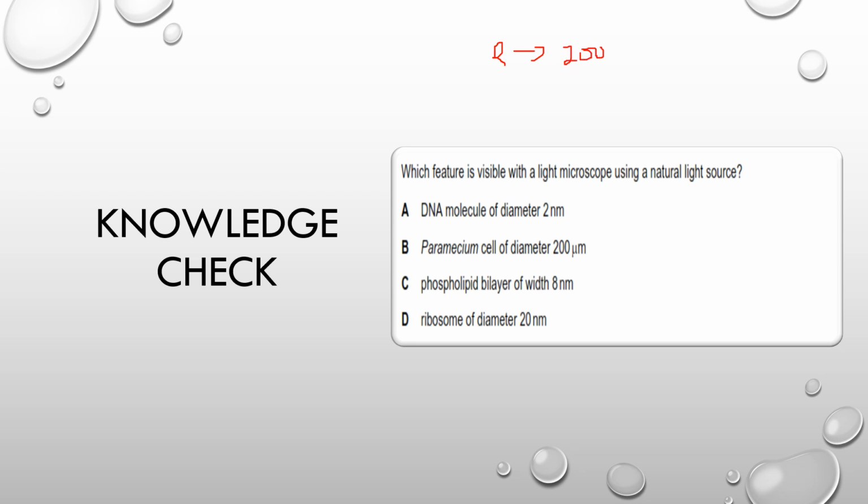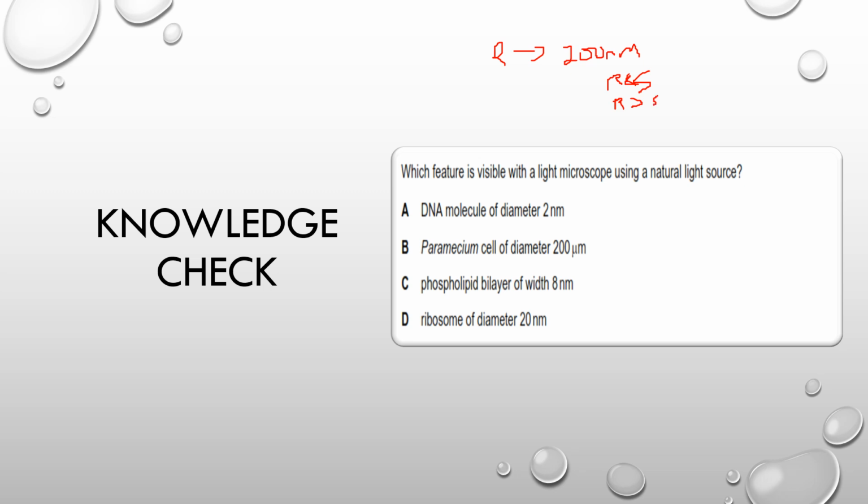Remember what we said, guys. We're looking at what can be seen. If the resolution is less than the size, then the object can be seen. But if the resolution is greater than the size of the object, it cannot be seen.